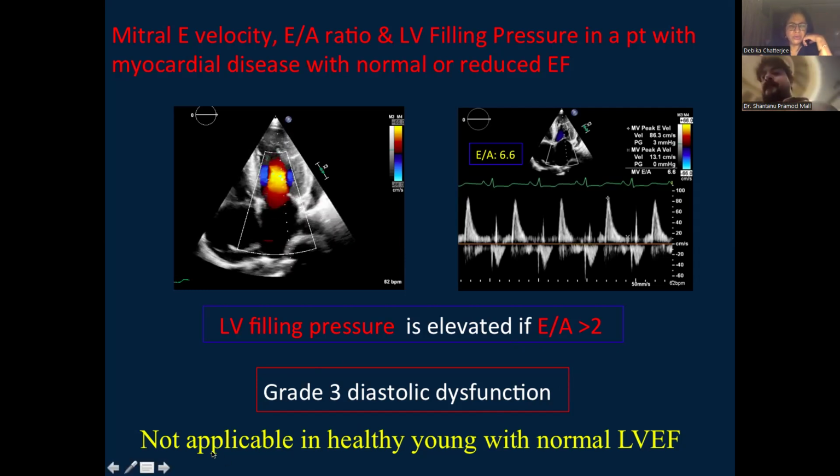As I have already told you, this is not applicable in a healthy young individual with normal myocardium and normal EF. So an E/A ratio of more than 2, in a patient with myocardial disease with normal or reduced EF, indicates that LV filling pressure is raised and the patient is in grade 3 diastolic dysfunction or restrictive filling pattern.